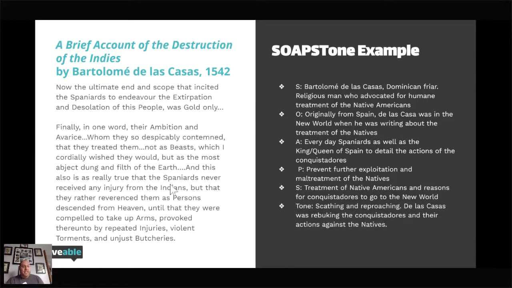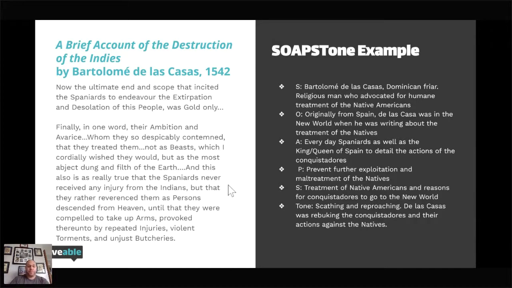Okay, words in here that show you what the tone is. Where he's talking about them being treated like beasts, where they're being treated like dung and filth of the earth. Those are very strong words, even by today's standards. And those are very easy words to understand. Other words that might not necessarily be that easy are avarice. Avarice is referring to greed. We know that the Spaniards wanted gold, and they found billions of dollars of gold there.